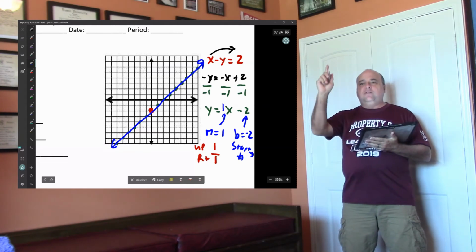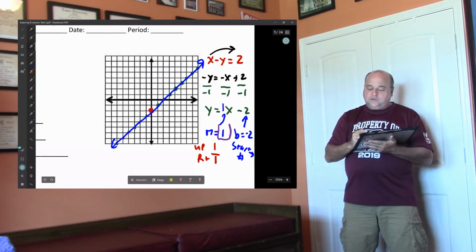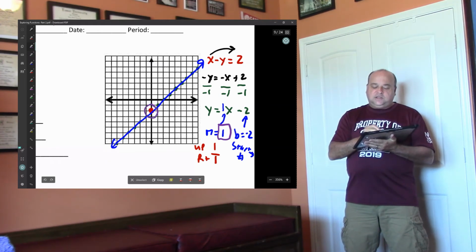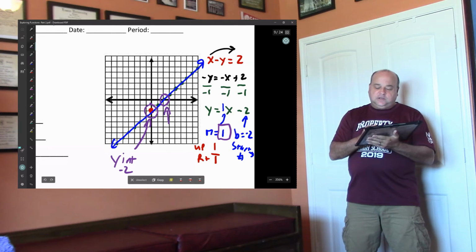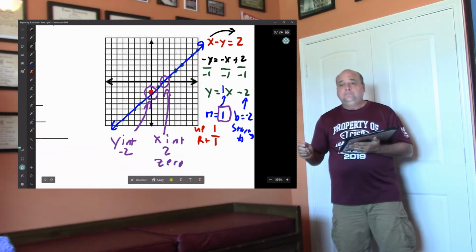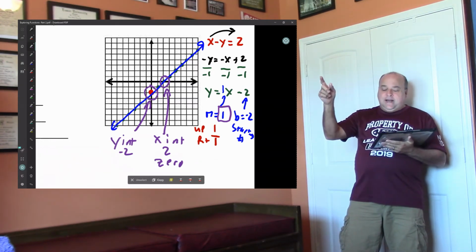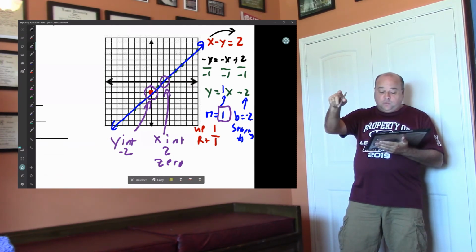And remember, we need 3 important numbers from this. We need the slope. The slope was 1. We need the y-intercept, and we need the x-intercept. Our y-intercept was -2, and our x-intercept was +2. And remember, the x-intercept will be called the zero. So we're going to write down those 3 numbers. The slope was 1, the y-intercept's -2, our zero is 2.